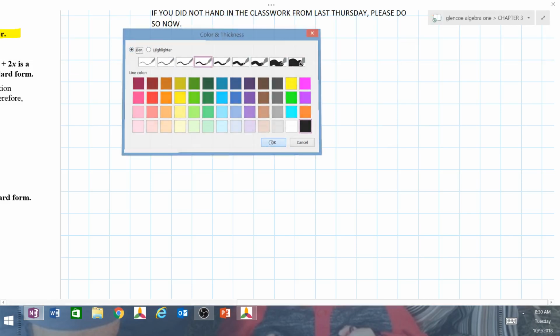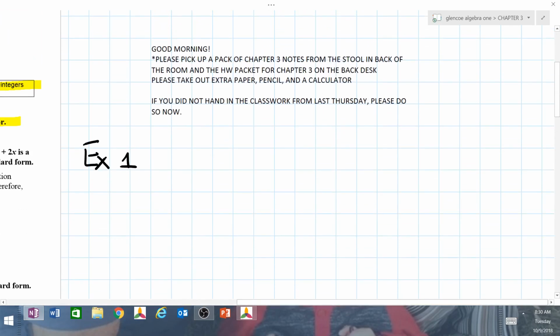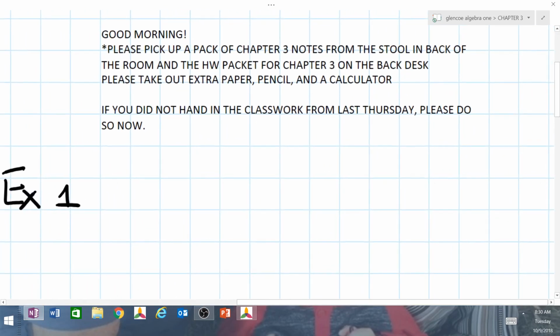Sorry. Okay, example 1. We are talking about standard form of linear equations. For those of you that just came in late, please look. Make sure you both picked up a homework packet and a notes packet.